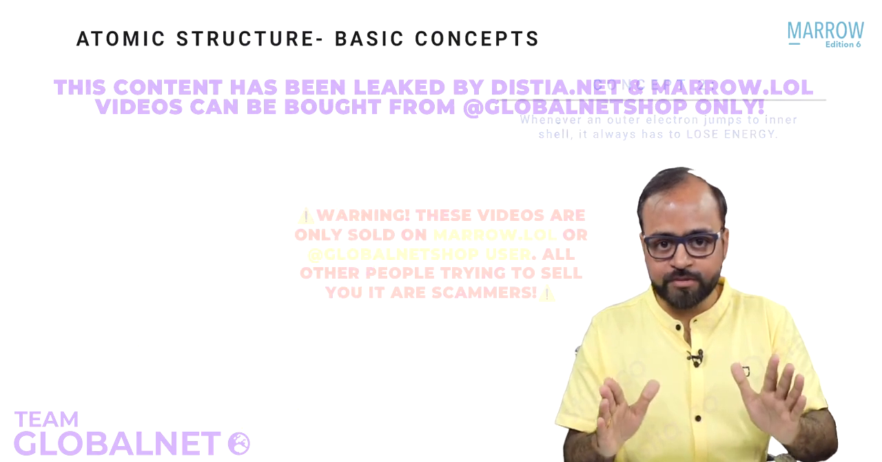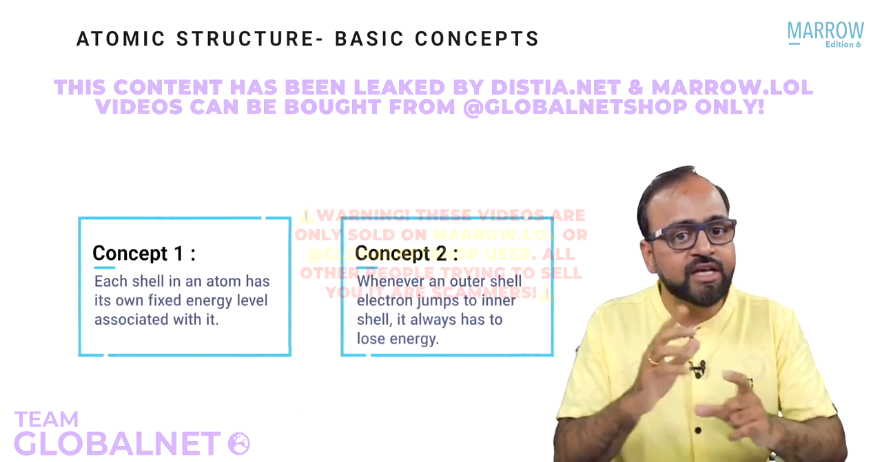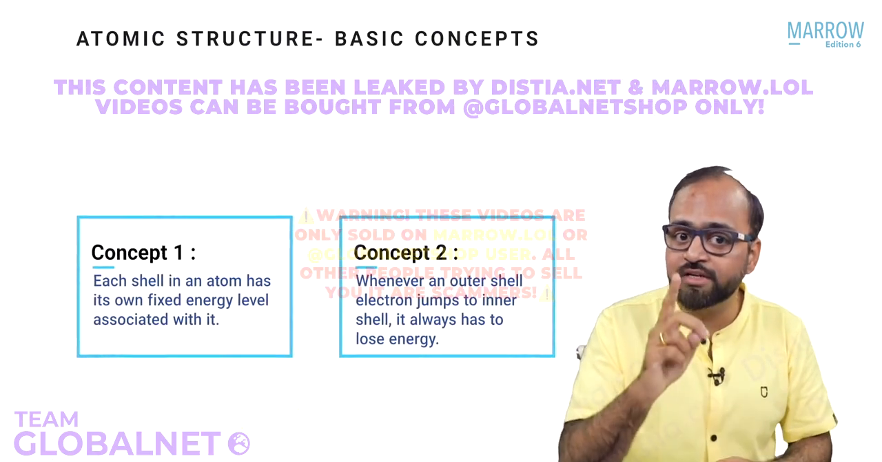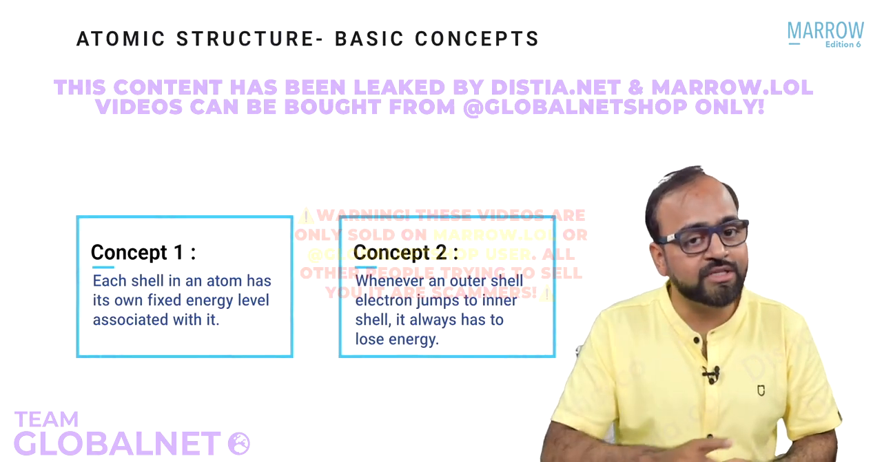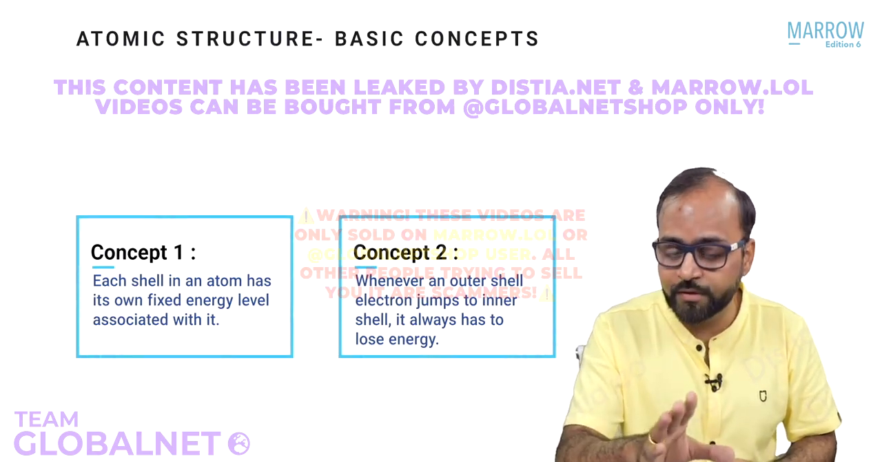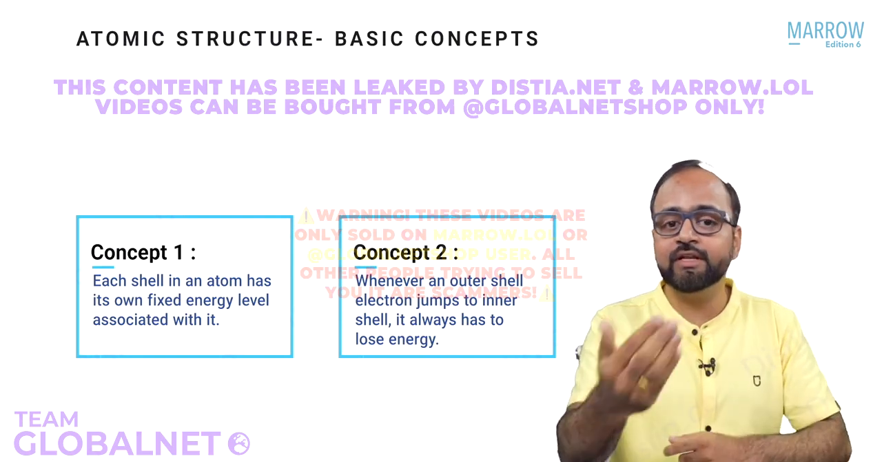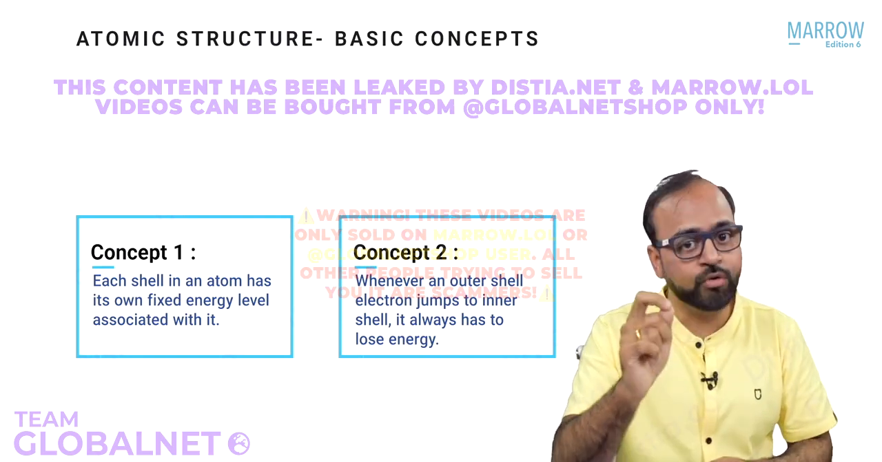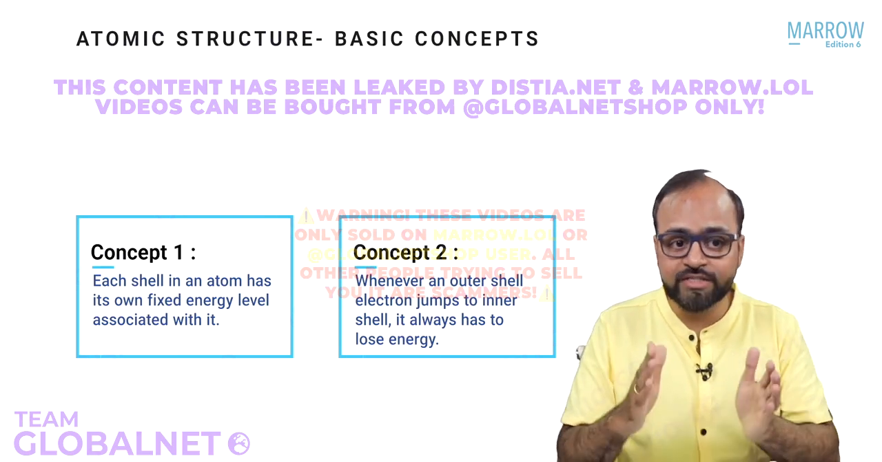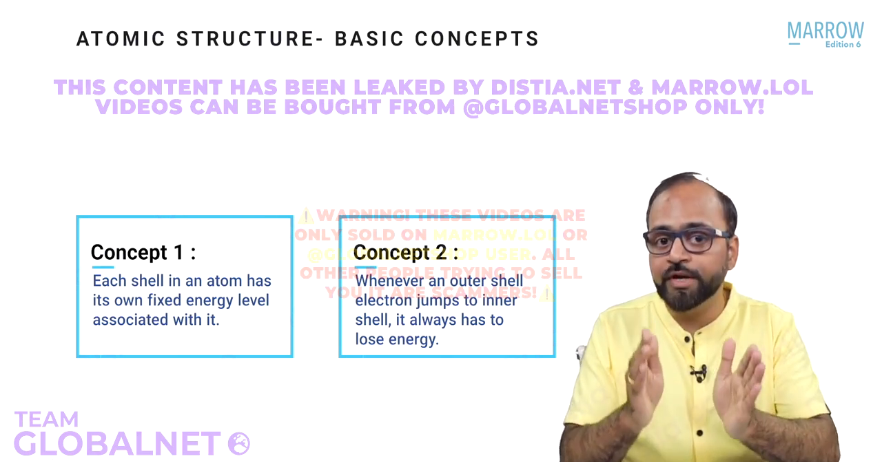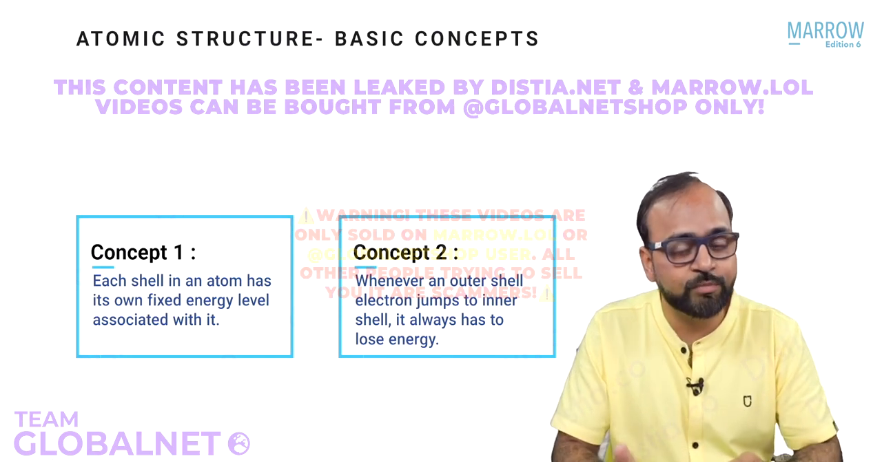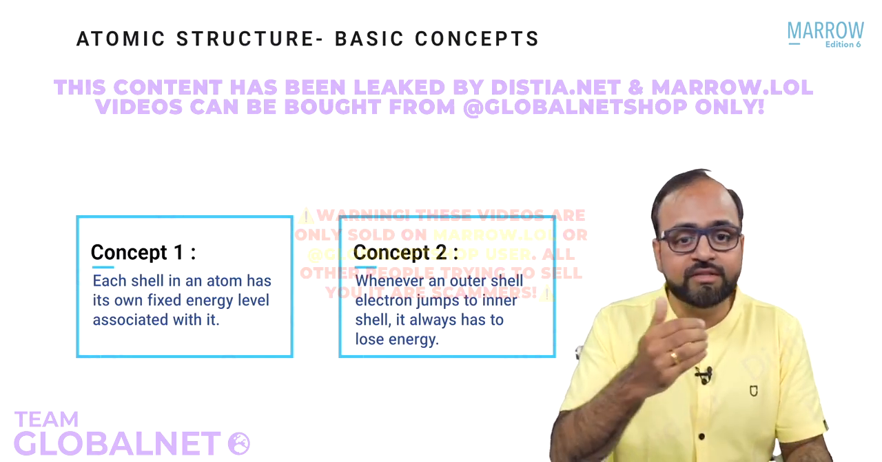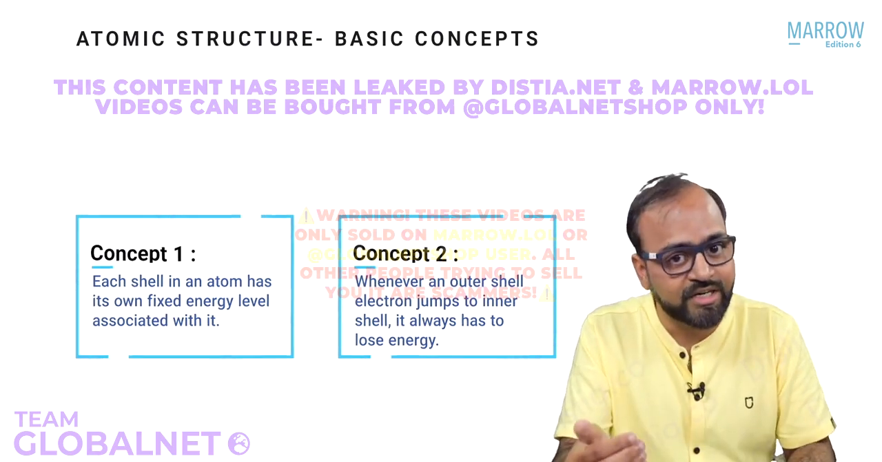Did you get these two concepts? Firstly, we studied that every shell in an atom has its own fixed energy level associated with it. All the electrons in that shell must lie at that specific energy level. Second, we studied that whenever an outer shell electron jumps to an inner shell, it always has to lose some amount of its energy. Why is it necessary to study these concepts? It is very important because you will realize in the next few minutes, when we study the production of X-rays, this is going to help us in our understanding there.